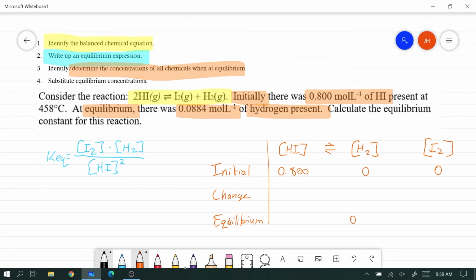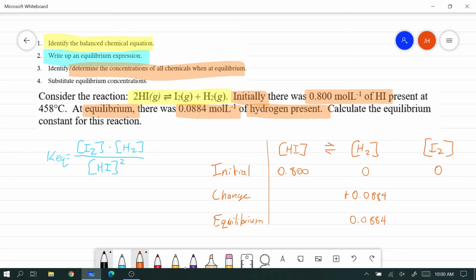So what that means is we know that when this system reaches equilibrium, the hydrogen concentration is 0.0884. So we've got that there. And what that means is that the hydrogen concentration has changed as an increase of 0.0884 moles per liter. It's gone from 0 and jumped up to that number. What we can also assume is that the iodine concentration is going to increase by the same amount, and that's due to the molar ratios in the reaction equation.